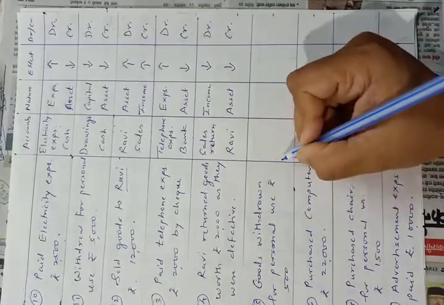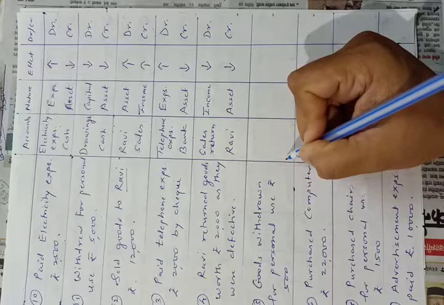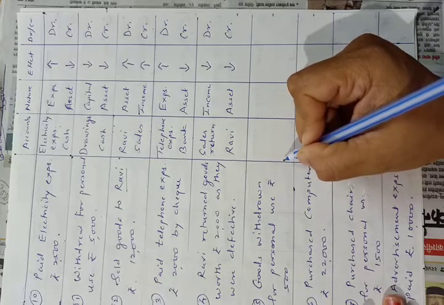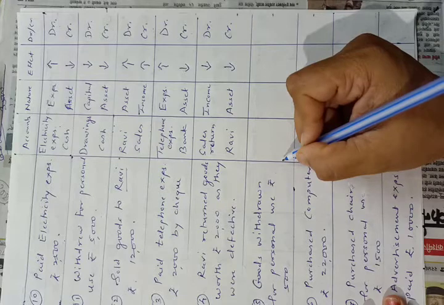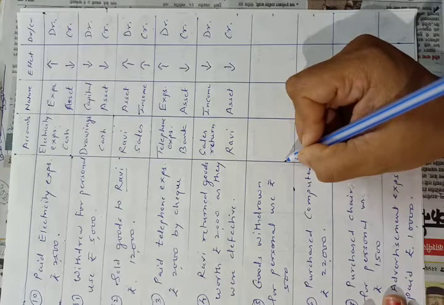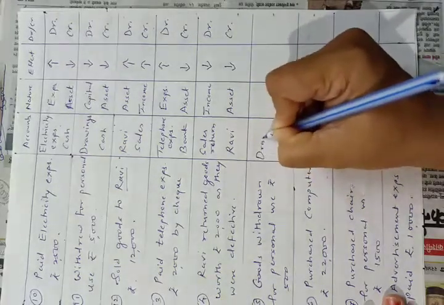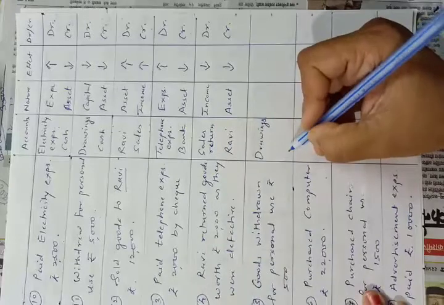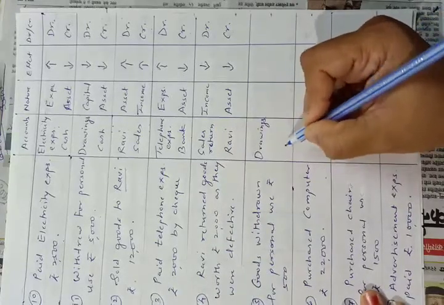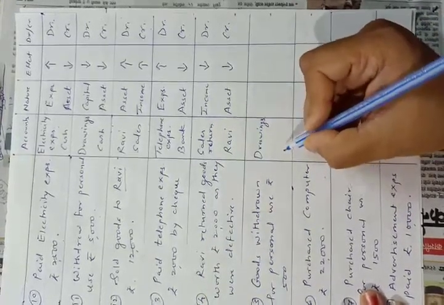Goods withdrawn for personal use rupees 500. It means the owner is withdrawing goods worth rupees 500 for his personal use. This will be the drawings of the owner. So one account will be drawings account and second account will be goods account, that is purchases account.